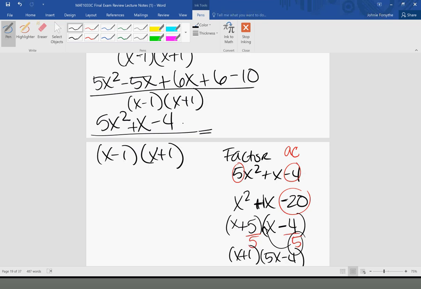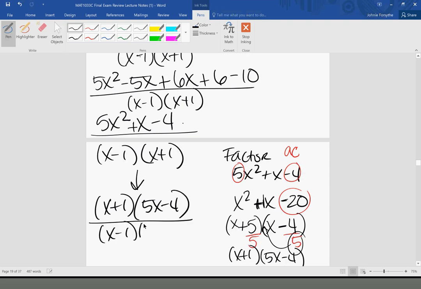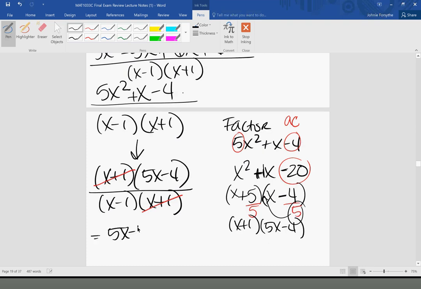Okay, back to the problem. So I'm going to write it down here. I factored the top, which was x plus 1 times 5x minus 4, and the bottom is x minus 1 times x plus 1. Now that I've factored the top and bottom, I want to cancel any common factors out, which I do have here, x plus 1 times x plus 1. So my final answer is just going to be what's left over, which is 5x minus 4 over x minus 1. That's my final answer there.